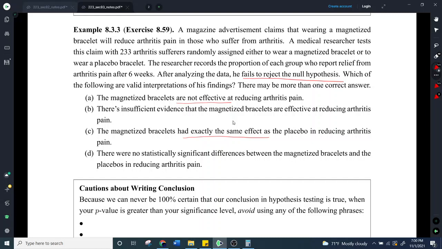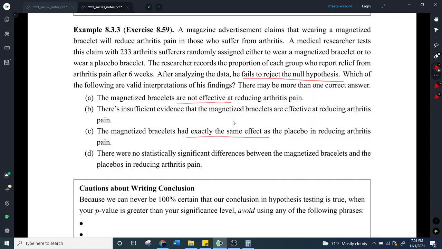So what I want to point out about these phrases is you want to avoid anything that is super conclusive. Remember, I've always said statisticians always have to have an out, right? So we never want to be 100% sure about anything. There are always fluctuations. There's always things that could sway. So we don't want to say that the magnetized bracelets are not effective. They could be effective, and they could be effective for some people.